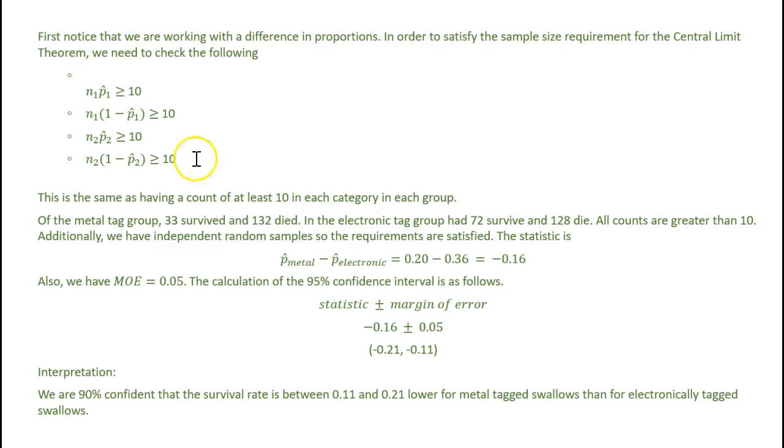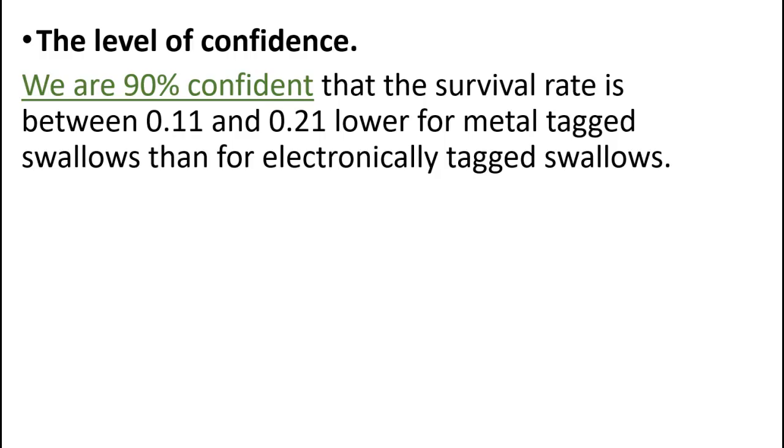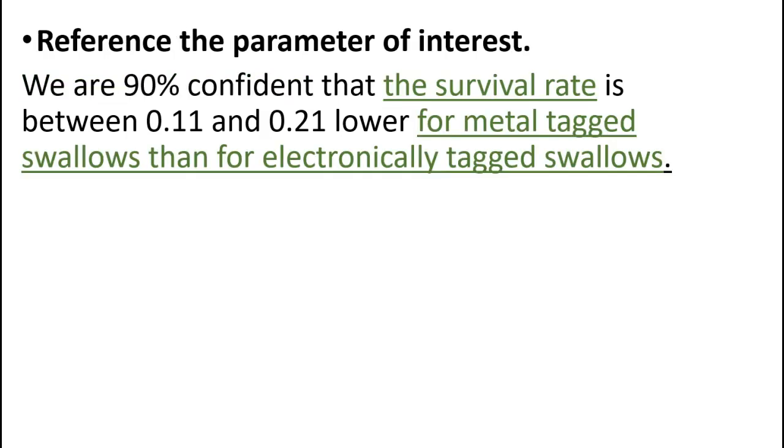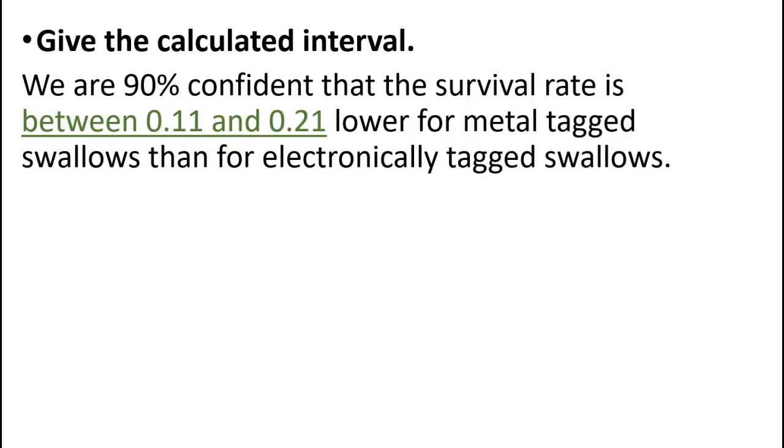Let's take a closer look and break down this interpretation into the different pieces that we know all interpretations of confidence intervals must have. We must always have our level of confidence. This interpretation has that we are 90% confident. We must always reference our parameter of interest. So here our parameter of interest is the difference in the survival rate for the metal tag swallows compared to the electronically tagged swallows. And then finally, we need to include the confidence interval.